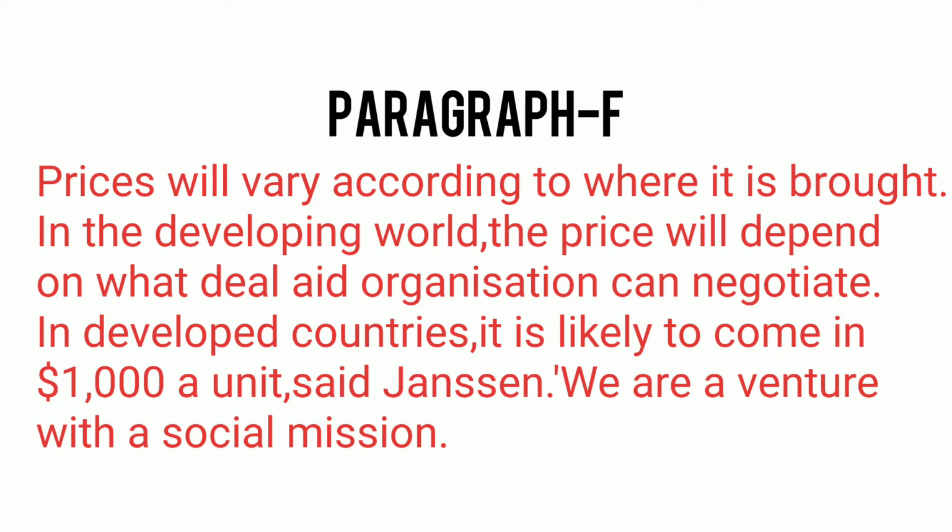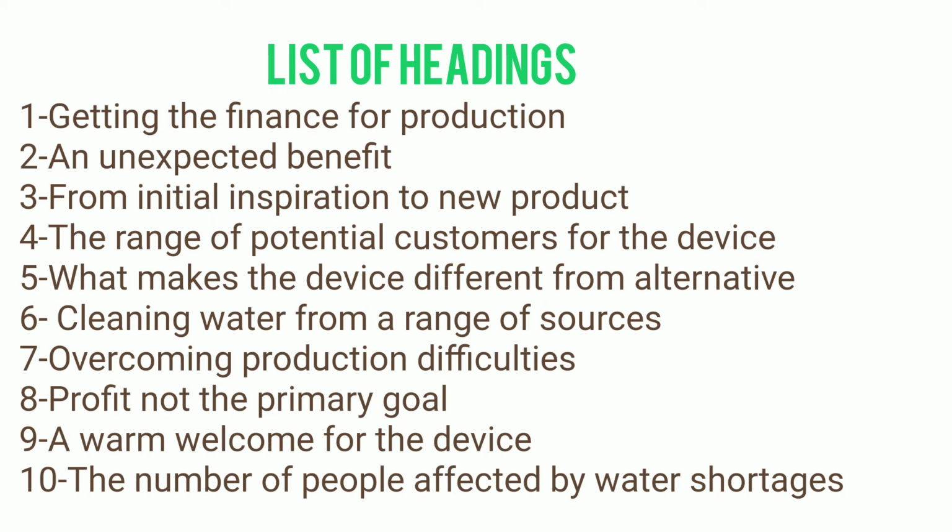So first it is talking about money, and then the paragraph is saying that it is also about the social mission, meaning doing charity. Let's consider our headings now. Getting the finance for production. Okay, let's keep the first one open, because it is talking about money. An unexpected benefit, not talking about benefit exactly, so let's eliminate that. Third, fourth, fifth and sixth are already done, so let's eliminate them also, we will not consider them. Seventh is saying overcoming production difficulties, nothing about production, it's talking about money.